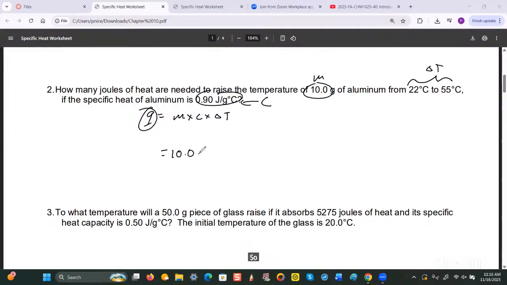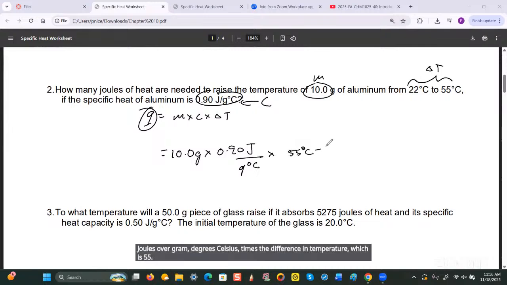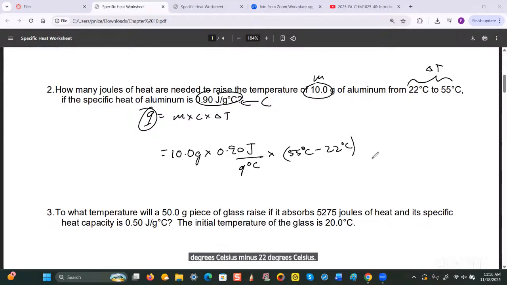So the mass is 10.0 grams times the specific heat, which is 0.90 joules over gram degrees Celsius, times the difference in temperature, which is 55 degrees Celsius minus 22 degrees Celsius. And that's it. Again, I will work out what's within the parentheses, which would be 33 degrees Celsius, and then do the rest. So that's 33 times 0.9 times 10. And according to my calculation, now this I would have to round off to 2 sig figs. So the answer would be 3.0 times 10 to the 2, and the units will be joules.